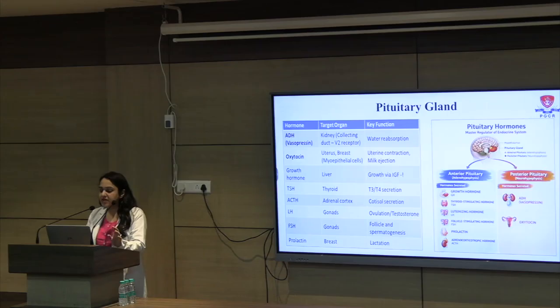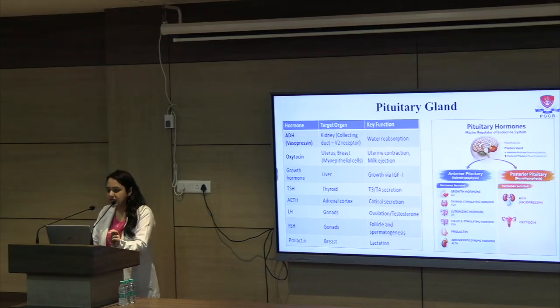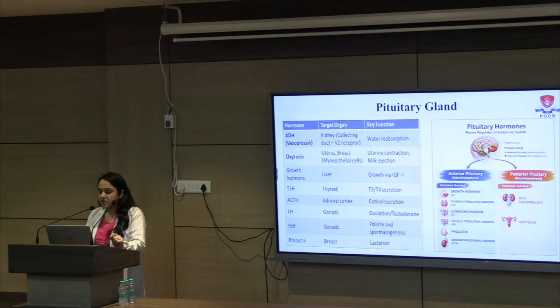So coming to the pituitary gland is the master gland of the endocrine system. It has 2 parts, anterior pituitary and posterior pituitary. Anterior pituitary secretes growth hormone, thyroid stimulating hormone, adrenocorticotropic hormone, LH, FSH and prolactin. These regulate growth, thyroid, adrenal, gonadal function and lactation. And the posterior pituitary releases ADH and oxytocin. ADH acts on kidney for water reabsorption and oxytocin causes uterine contractions and milk ejection. So overall pituitary controls multiple endocrine organs through its hormones.